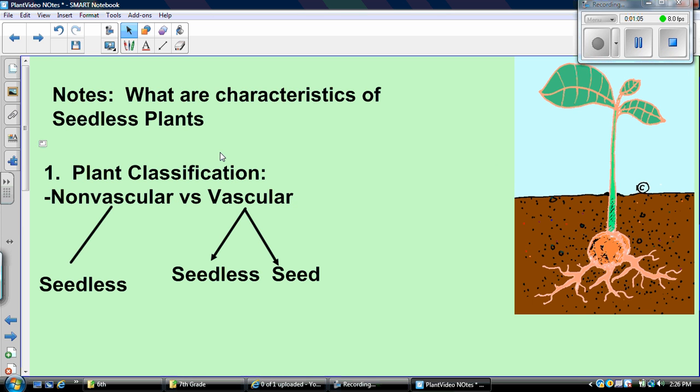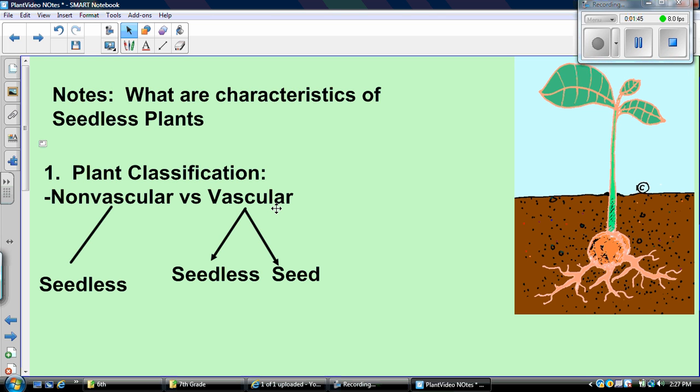Okay, so the first thing we do when we classify plants is we look to see if they have vascular tissue. Vascular tissue is like our arteries and veins. It's tubes that transport nutrients throughout the plant, just like our arteries and veins do. If they do not have vascular tissue, they are called non-vascular plants. All non-vascular plants are seedless, meaning they do not produce seeds.